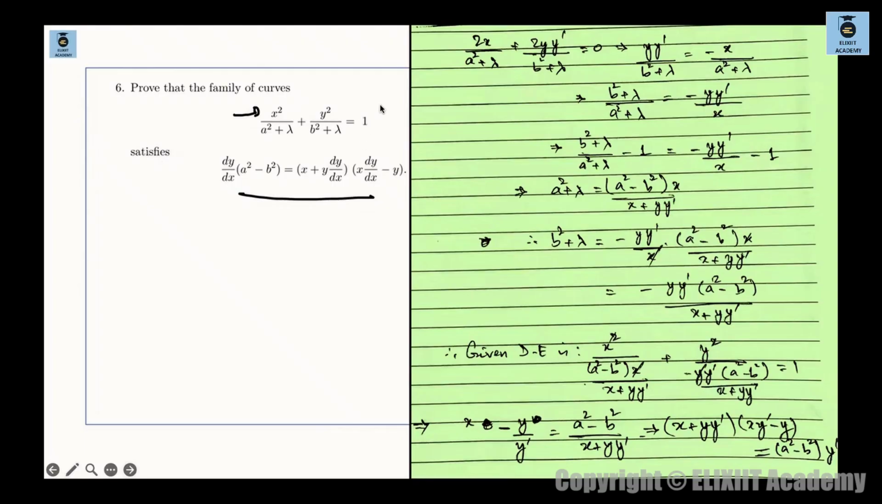So the logic for this kind of question is that whenever we have to form a differential equation from some given condition, our target will be to eliminate any kind of parameter or arbitrary constants. a square and b square are basically fixed constants, not arbitrary constants, although it's not mentioned here.